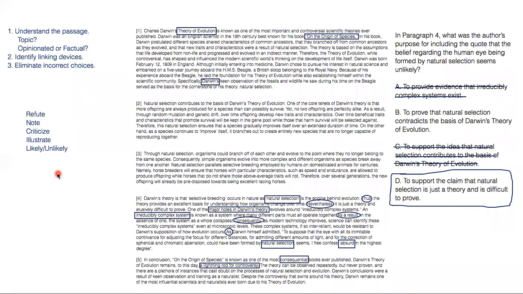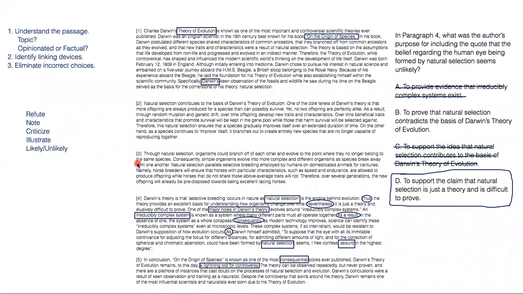Another thing to keep in mind as you're working through the purpose question is you're going to need to be very familiar and comfortable with words like this: to refute, to note, to criticize, to illustrate, likely or unlikely. The questions will use something like that when they're asking you why an author did what they did. So why did they use this to refute, or how did they illustrate? So make sure you're comfortable with these kinds of words so that you're ready to answer this type of question.